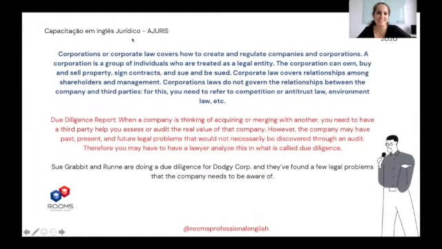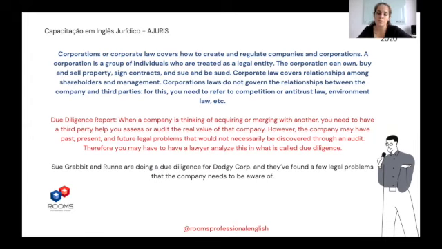This next activity here reviews the vocabulary regarding corporate law or company law. So here it says that corporations or corporate law covers how to create and regulate companies and corporations. A corporation is a group of individuals who are treated as a legal entity. The corporation can own, buy and sell property, sign contracts, and sue as well as be sued.